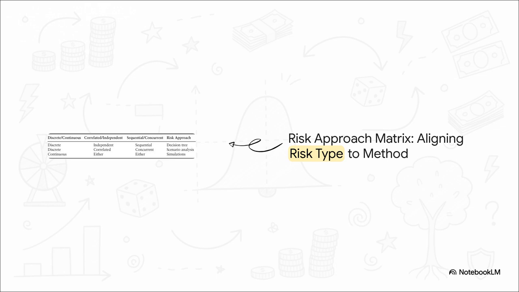Now, what's really interesting about this slide is how it brings everything together. Ultimately, it all comes down to aligning your specific problem with the right solution. Think of this as your ultimate risk approach matrix. If your risk is discrete and sequential, like that FDA drug trial, you use a decision tree. If your risk is discrete and correlated, like distinct macroeconomic states, you use scenario analysis. But if your risk is continuous, with thousands of fluid possibilities shifting every single day, that is when you deploy the heavy artillery, Monte Carlo simulations.